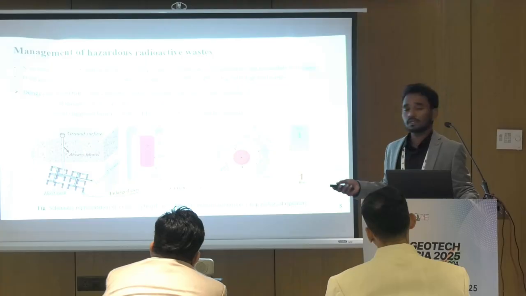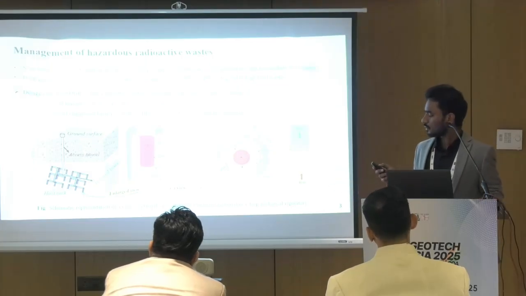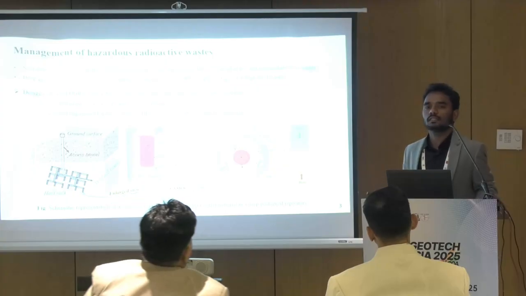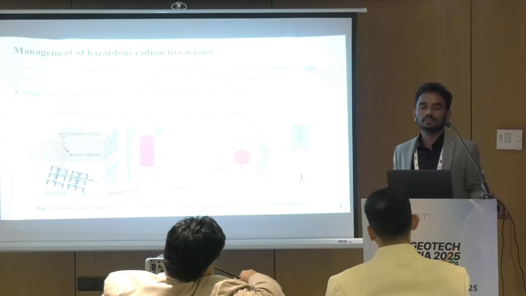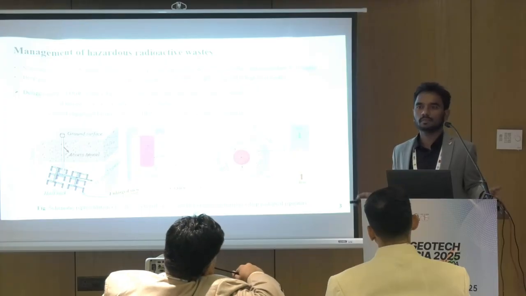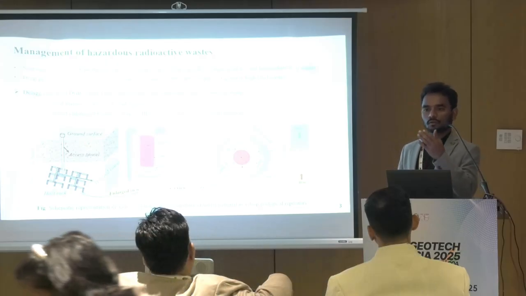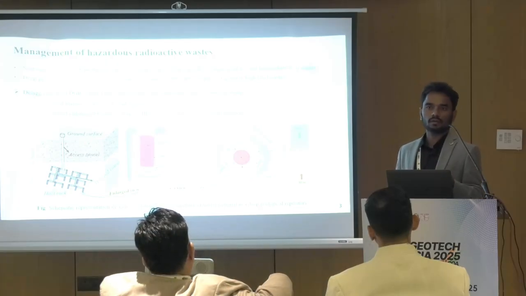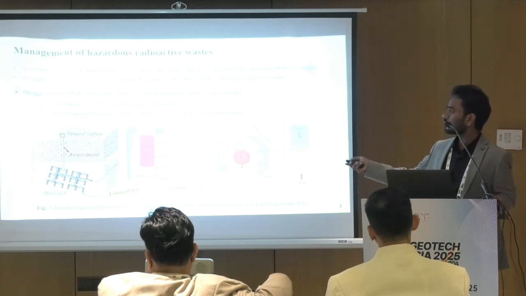Generally, bentonite is used as a buffer material because of its high swelling nature and low permeability. Because if in future these containers corrode or get compressed, the radioactive material tries to come outside. So in order to retard that flow and to reduce the water flow from outside, we can have a schematic representation.